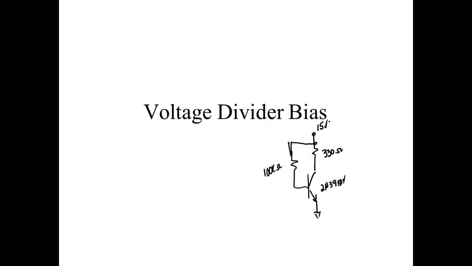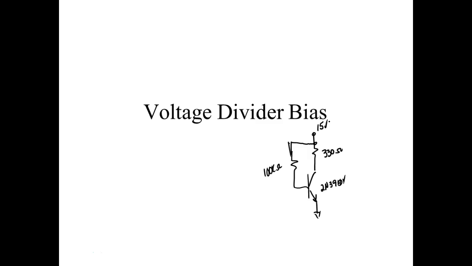I'll show you how we know that, of course. How do we know it's in the active region? Y'all tell me. I'm listening. What do we measure? Well, we measure VCE. I'm not going to measure it, but if the voltage collector to emitter measures less than a volt, we say it's saturated. If it measures VCC, we say it's cut off. If it's between 1 volt and VCC, we say it's in active.